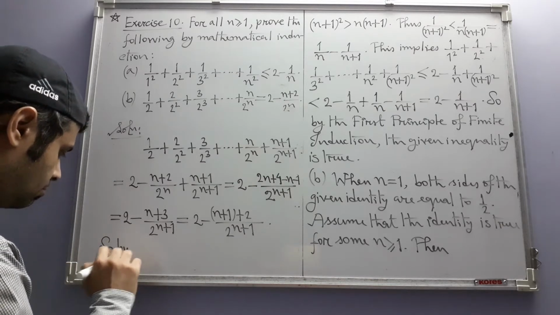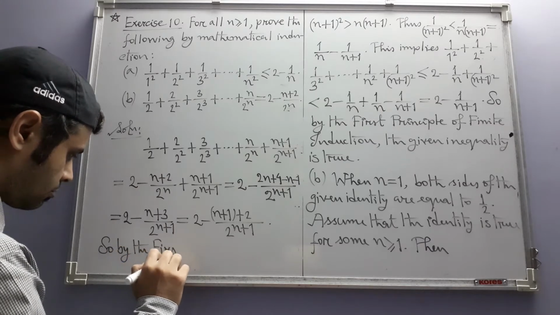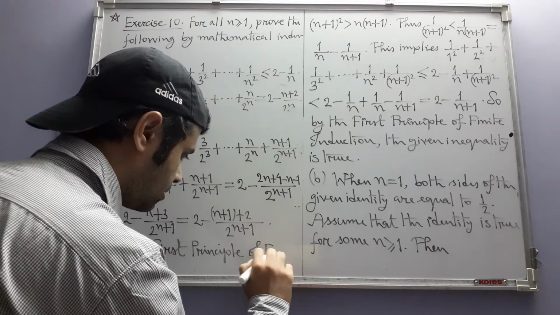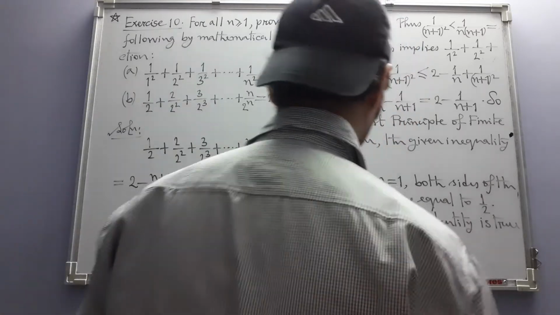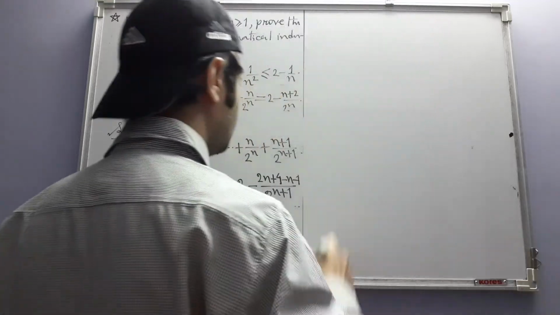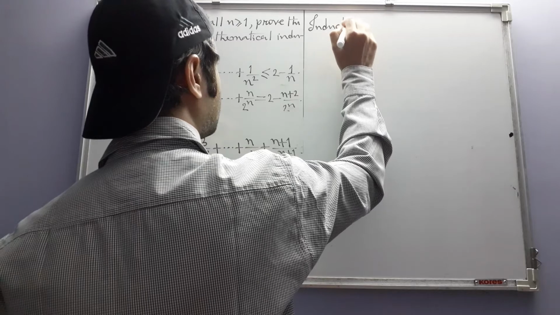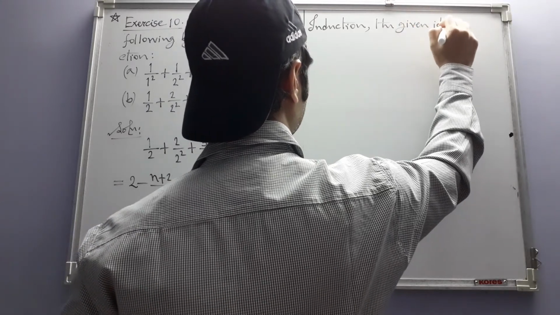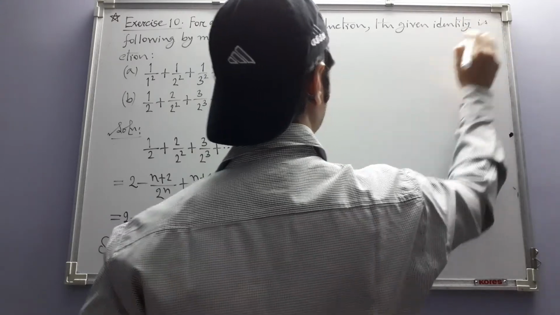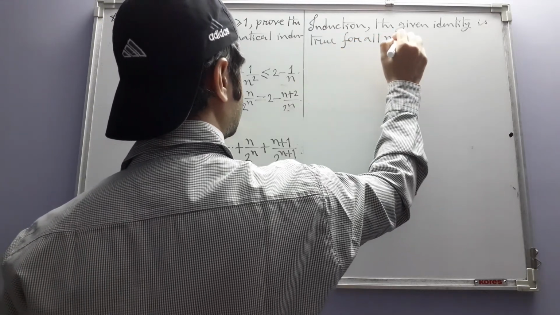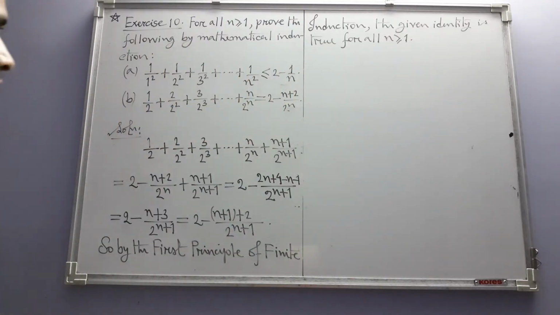So by the first principle of finite induction, the given identity is true for all positive integers n, and this completes this exercise.